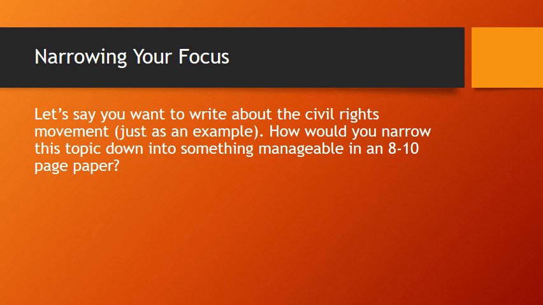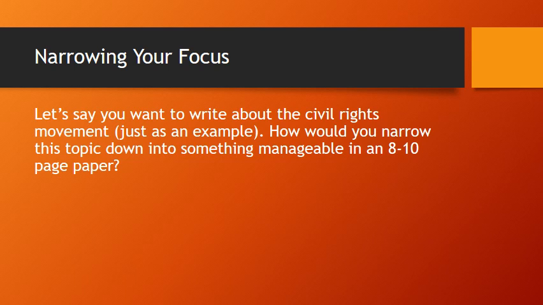Hundreds and hundreds of 300, 400, 500 page books have been written about the civil rights movement, and you only have 8 weeks and you only have 8 to 10 pages. So there's no way you could possibly cover the entire civil rights movement in this short of a paper. So you're going to need to narrow your focus down. How do you narrow something down into something that's manageable in an 8 to 10 page paper?